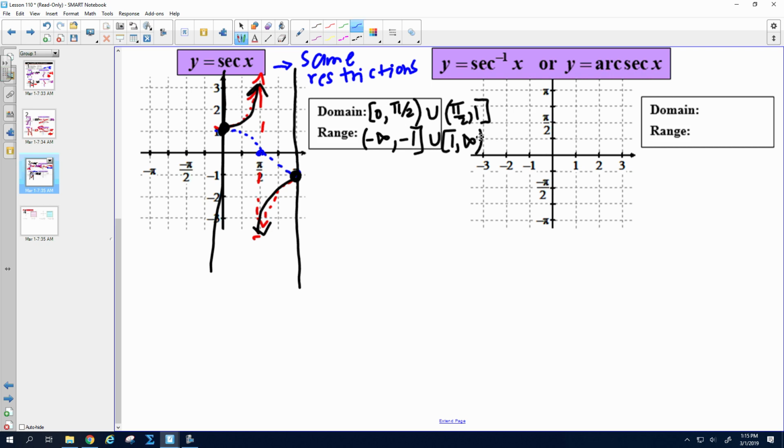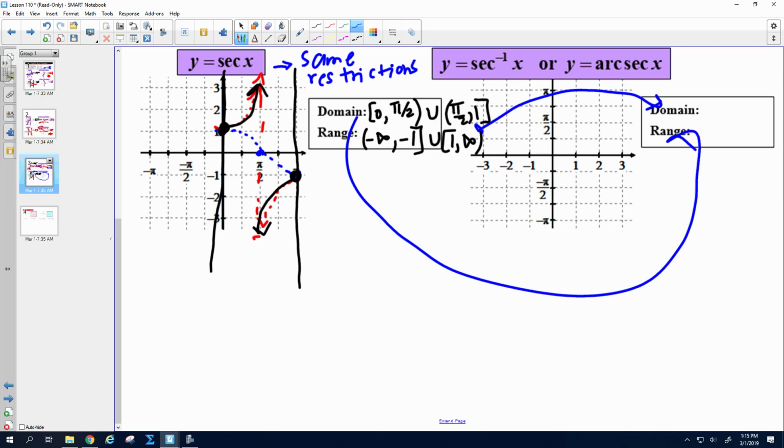I don't feel like rewriting these, you guys, so just kind of arrow it on over because you know that they switch. Is that okay with you guys? Okay, I don't feel like rewriting them all.